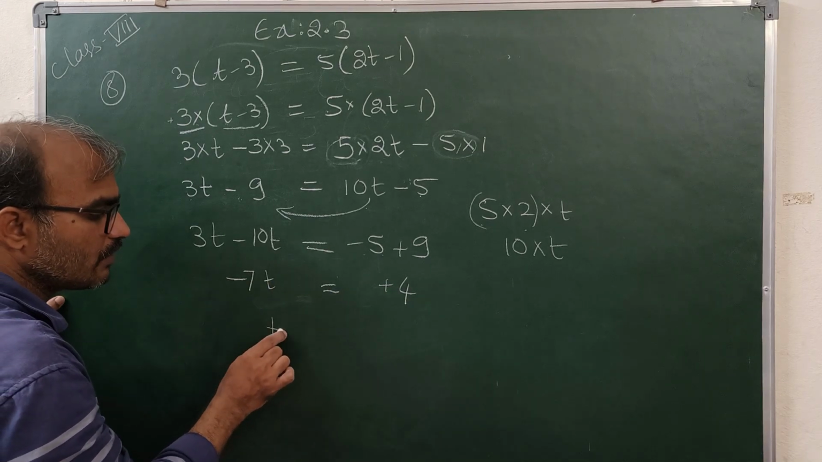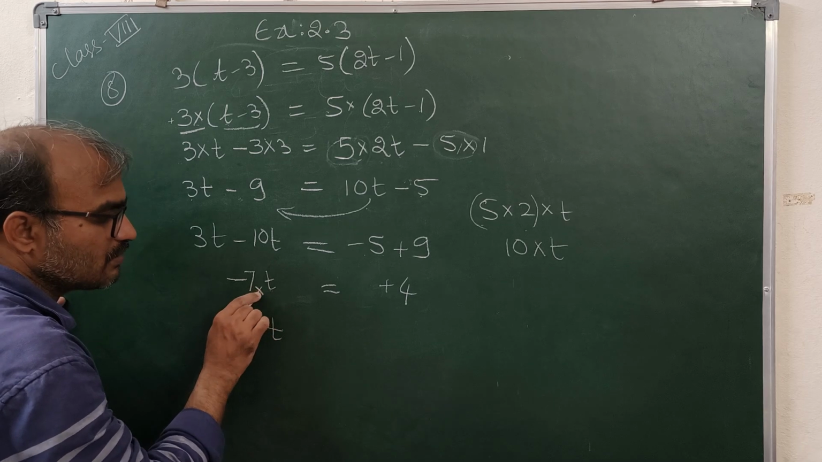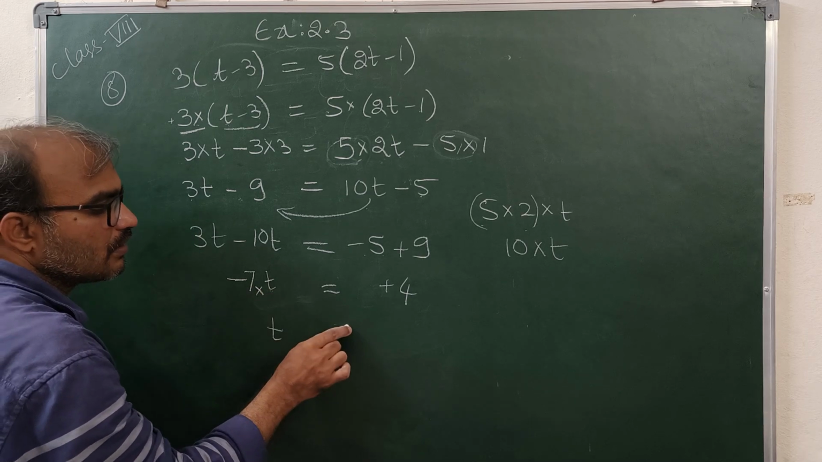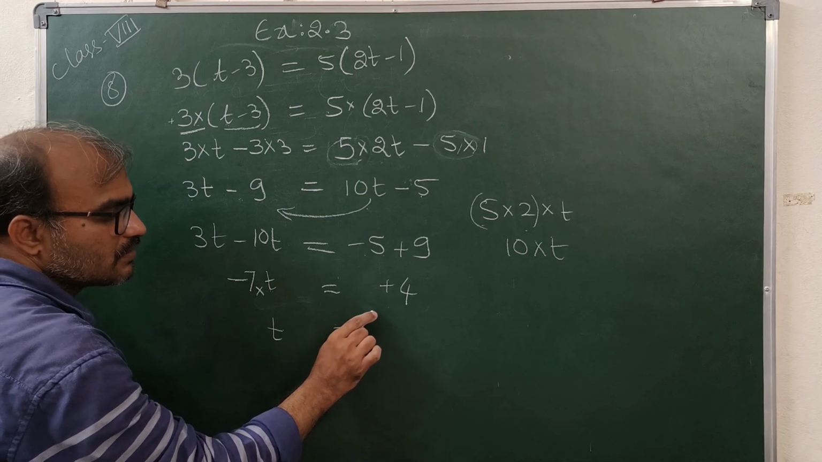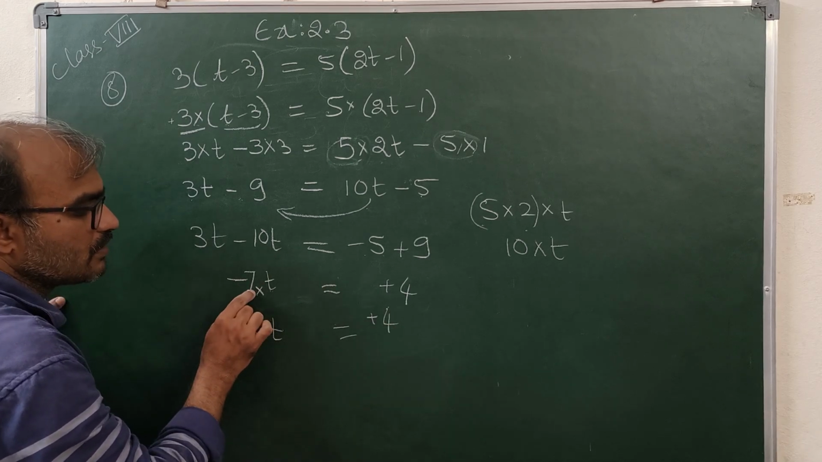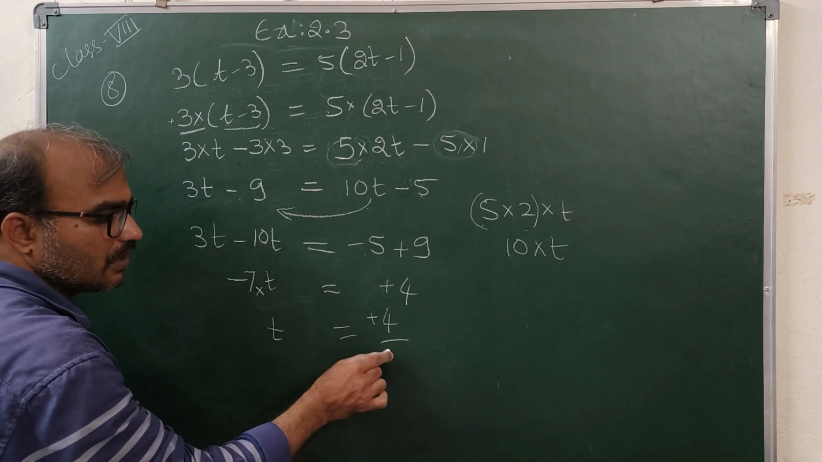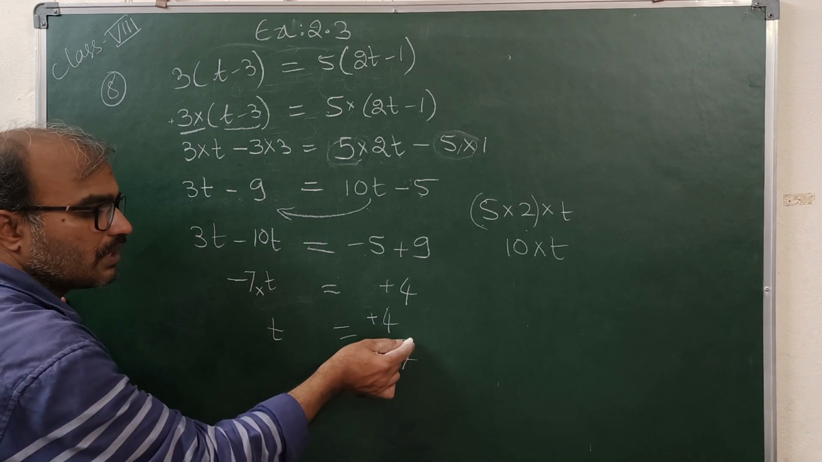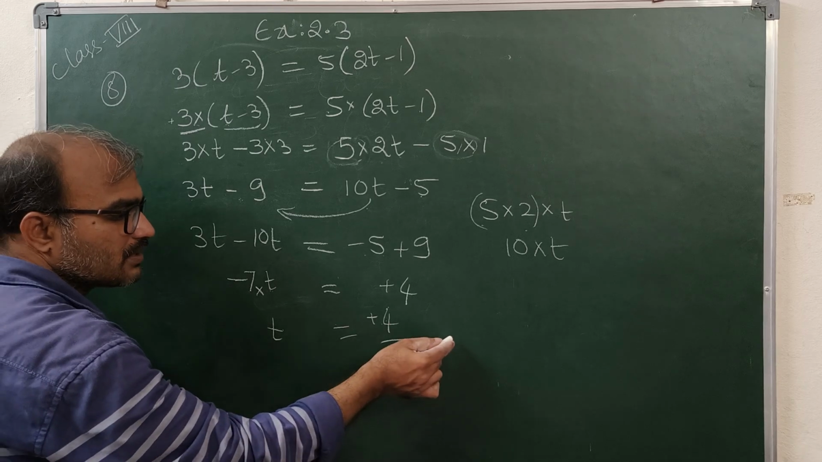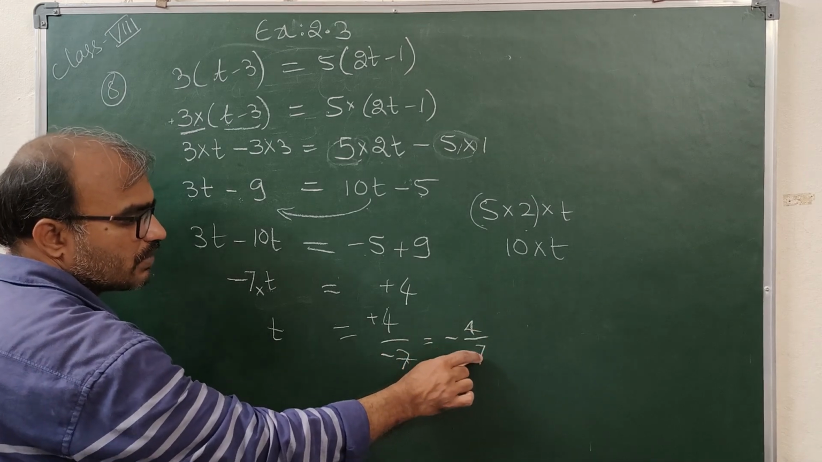No, we need the t value. Along with t there is minus 7, and this is in operation of multiplication with t. So you write on the other side whatever is there as it is, plus 4. This minus 7 you are taking from left to right side. It is in operation into, so write it in the denominator. 4 by minus 7. You can write the minus symbol anywhere, so minus 4 by 7.